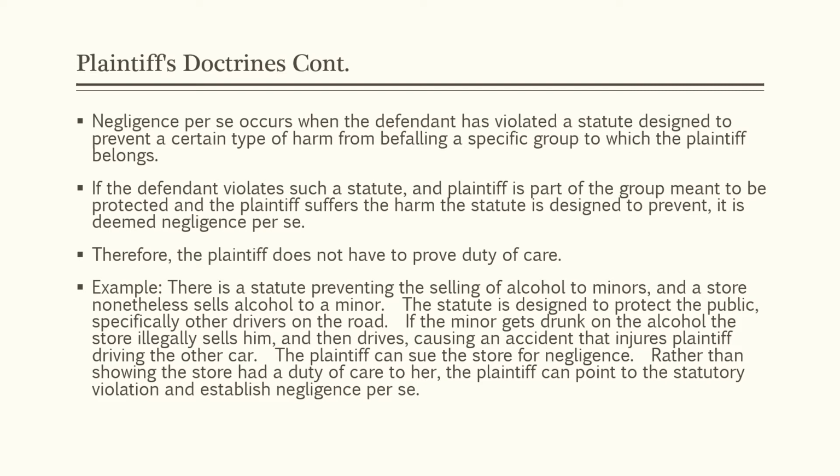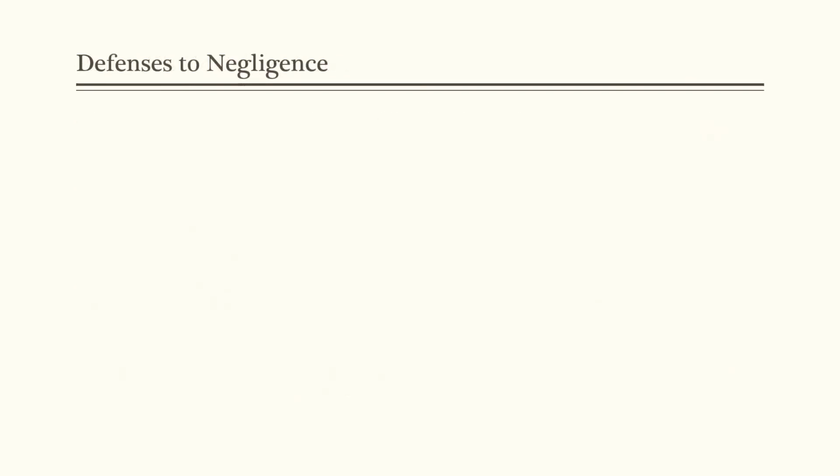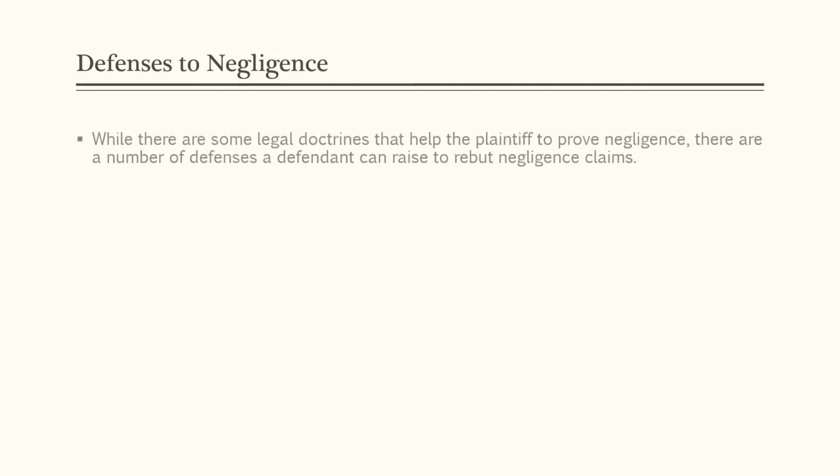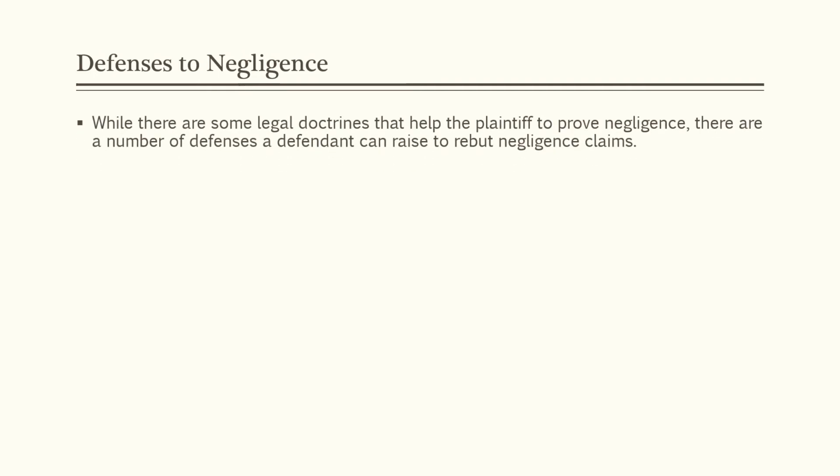It's basically kind of like in criminal law when you have regulatory violations and you have strict liability crimes. This is basically a strict liability type of doctrine that assists plaintiffs in negligence cases. Next, we'll discuss the defenses to negligence available to defendants in negligence actions. While there are some legal doctrines that help a plaintiff to prove negligence, there are a number of defenses a defendant can raise to rebut negligence claims.